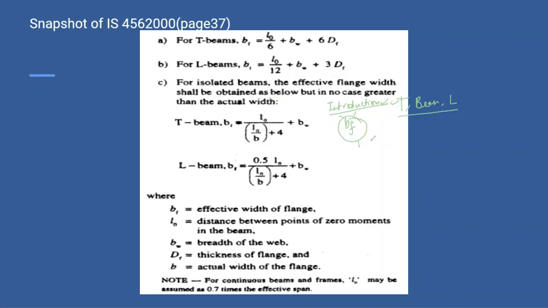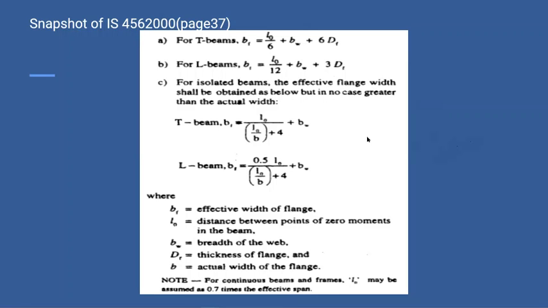as per IS 456. ठीक है, in the screen you can see page number 37, where T beam, L beam, and also isolated are given. So we'll next move to the analysis of different types of T beams, and you can also use the entire thing for L beam also. Okay, only change will be the value of effective width of flange, BF.